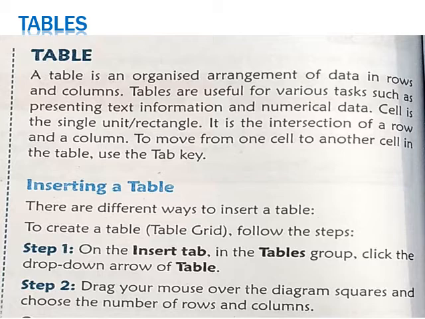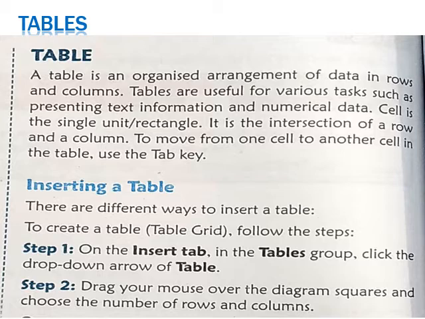Cell is a single unit or a rectangle. It is the intersection of row and column. To move from one cell to another cell, we make use of tab key. So whenever you work in table in Word, and if you want to move on to the next cell to write anything, you can simply make use of a tab key. Automatically the cursor will move on to the next cell towards right hand side.